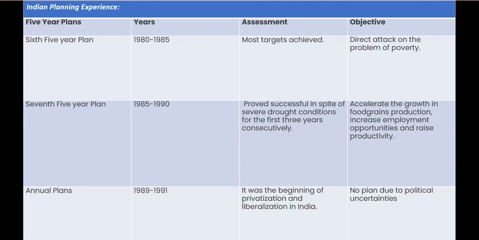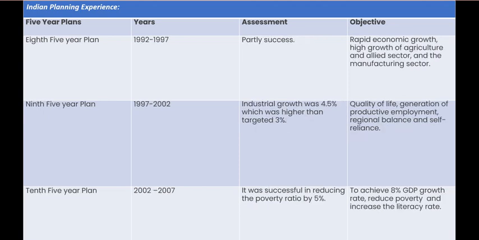The ninth five-year plan began in 1997 and ended in 2002. It had an objective of quality of life, generation of productive employment, regional balances, and self-reliance, growth with social justice and equality, with a growth target of 6.5%. It achieved a GDP growth rate of 5.4%, lower than the target.